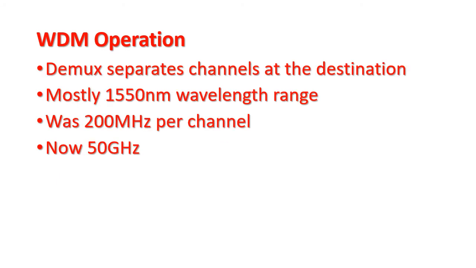The demultiplexer separates channels at the destination. These are mostly in the 1550 nanometer wavelength range. The previous bandwidth was 200 megahertz per channel. Now it's up to 50 gigahertz and still increasing, depending on the application.